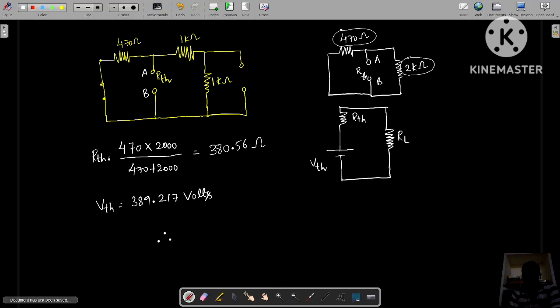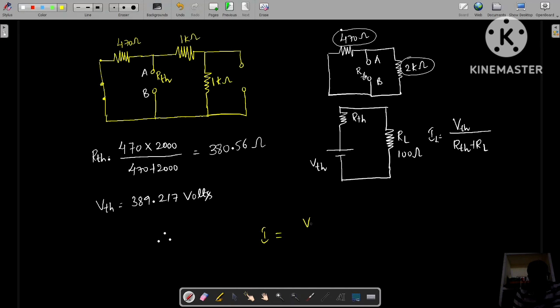Now it is a simple one loop circuit. In this loop, in order to find the current, what is the formula? IL, which is the load current, is equal to VTH by RTH plus RL. Now what is VTH? This one. RTH is this one. The RL value is 100 ohms because we need to find the current flowing through this resistance. Now let me find the current. We need to check whether we are getting the same current or not. We found it by using nodal analysis and by using mesh analysis. In this case, we are finding the current by using Thevenin's theorem.